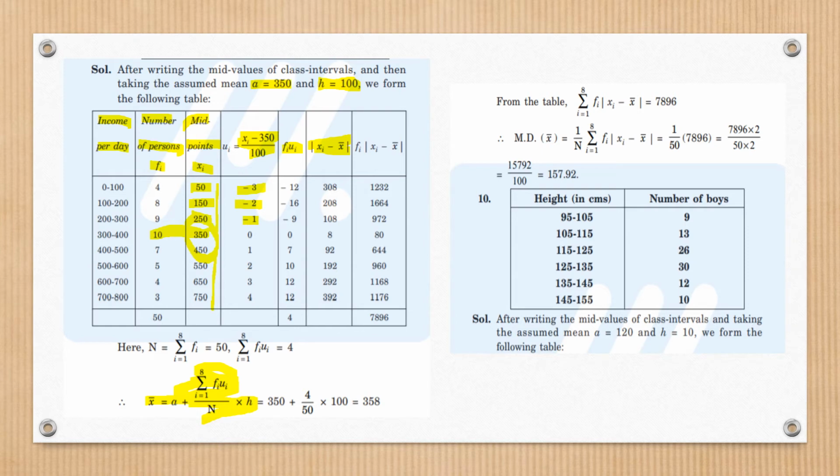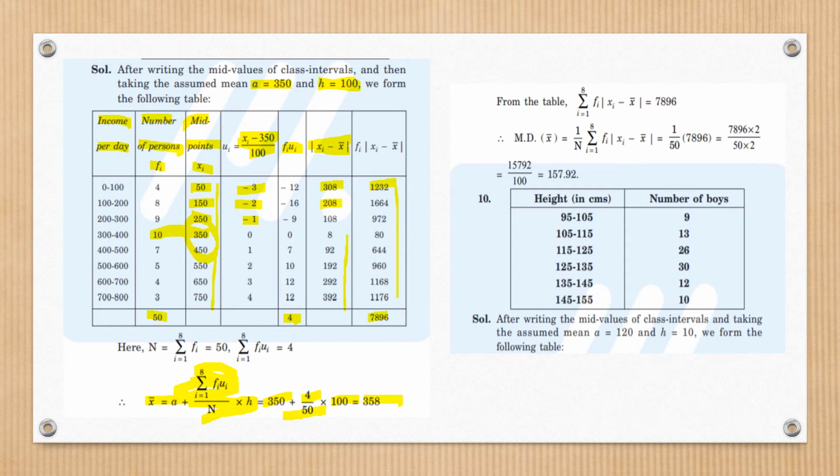So it is 350, the assumed mean, plus 4 times summation Fi Ui, this one. This is my sum of frequencies, 50 and 100. So it is 358. Here I'll calculate the absolute value of xi minus x bar. See, xi is 50 minus 358, that is 308. Then 150 minus 358, that is 208, and all of them can be calculated like this. Then Fi times the absolute value of xi minus x bar, so it is 4 into 308, that is 1232, and likewise the others.